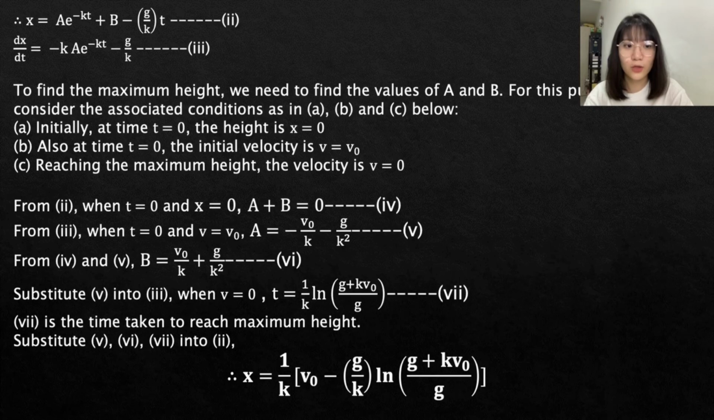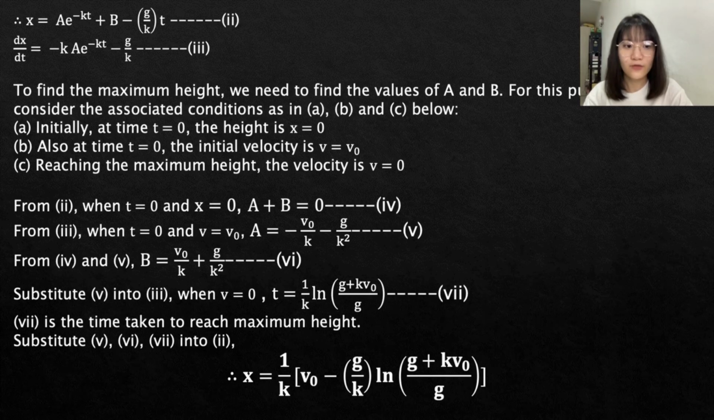So from equation 2, when t equals 0 and x equals 0, we get A plus B equals 0. And from equation 3, when t equals 0 and v equals v0, we get A equals negative v0 over k minus g over k squared. From the fourth equation and the fifth equation, we get B equals v0 over k plus g over k squared. Substituting the fifth equation into the third equation, when v equals 0, we get t equals 1 over k ln of (g plus k v0) over g, and this equation is the time taken to reach the maximum height.